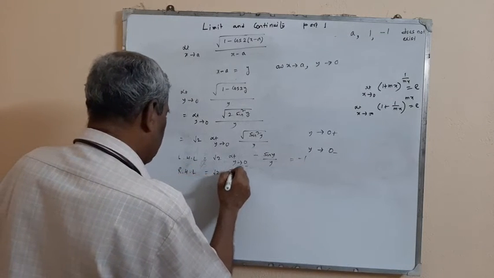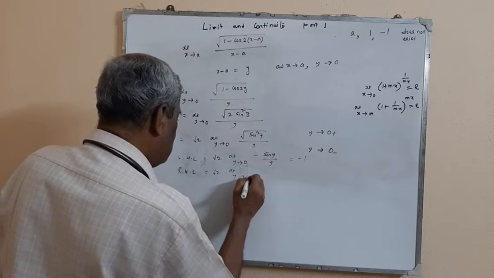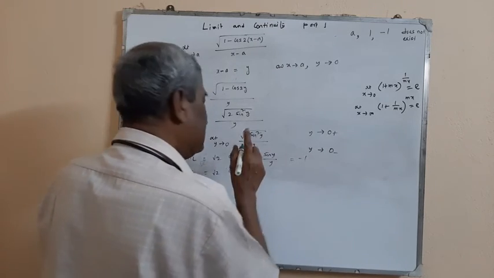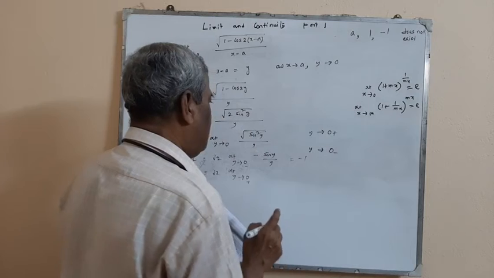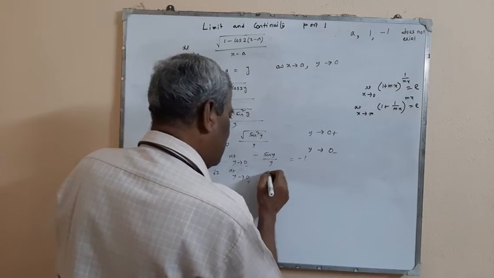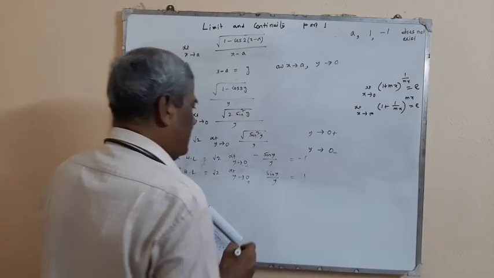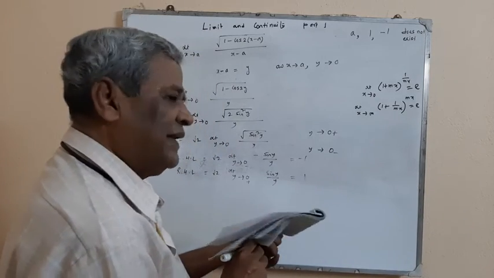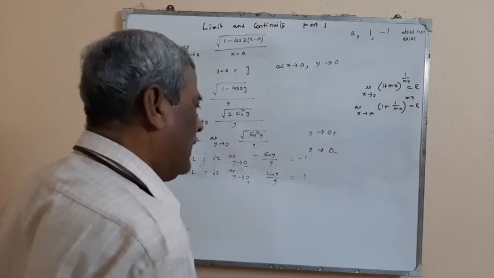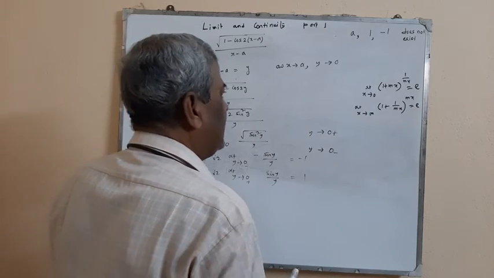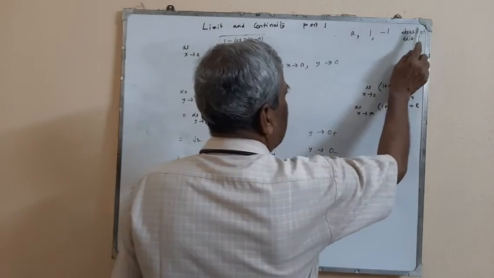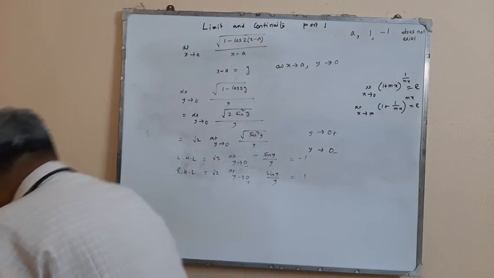Its right hand limit: root 2 into limit y tends to 0 plus. In that case, sin y itself is positive. So its root over is sin y by y, it is plus 1. So the left hand limit is minus 1, the right hand limit is plus 1, so the limit does not exist. So this is the correct option.